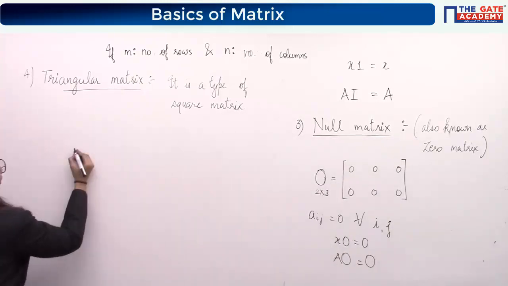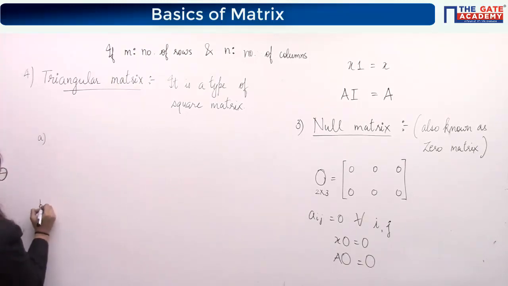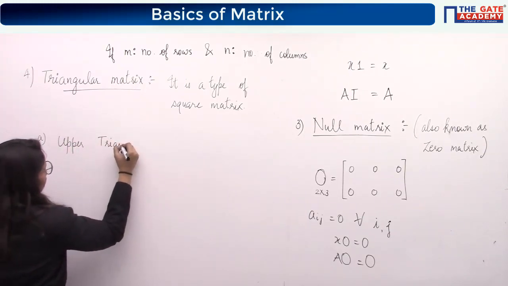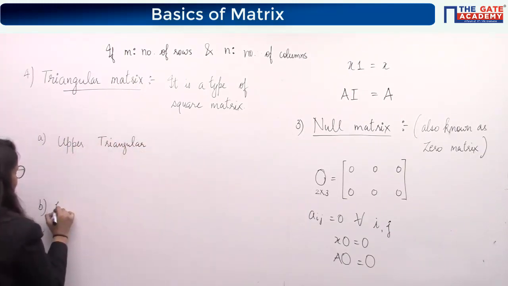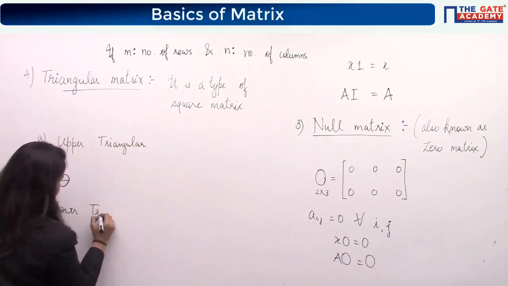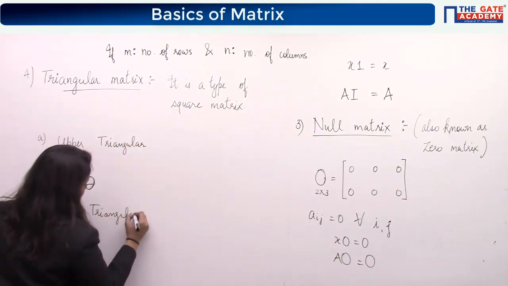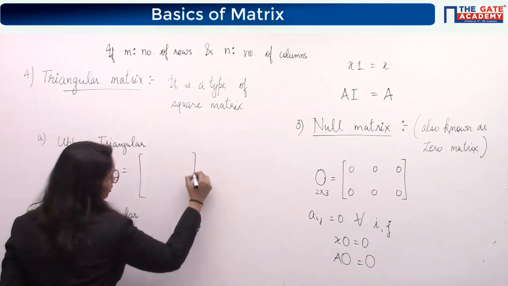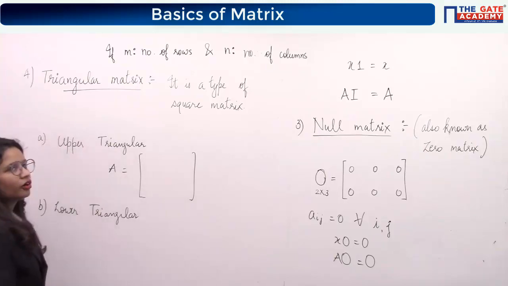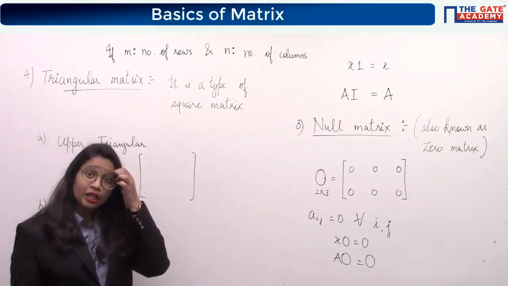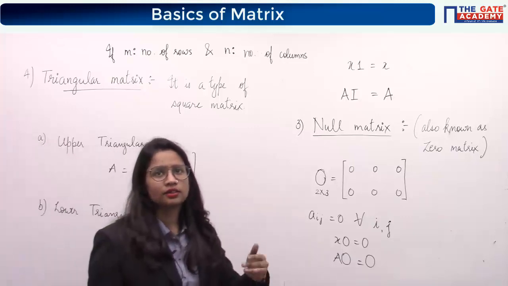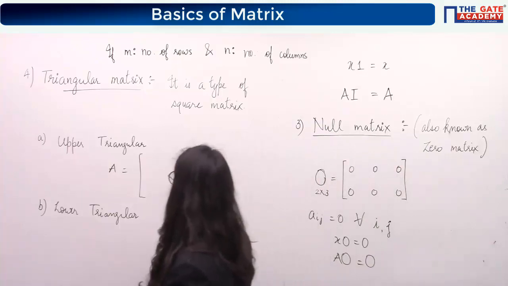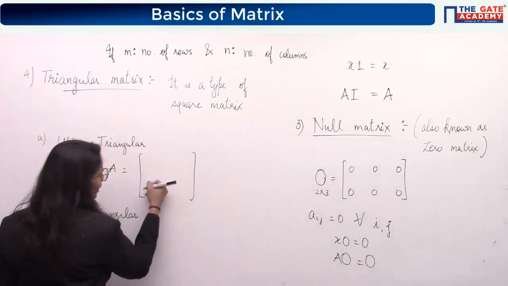Now what is a triangular matrix? First of all, there are two types, upper triangular and lower triangular. Anybody knows? Upper triangular matrix is a square matrix for which the elements below the leading diagonal are 0. Yes, very good. So what is the upper triangular matrix? A matrix for which the elements below the leading diagonal will be 0.